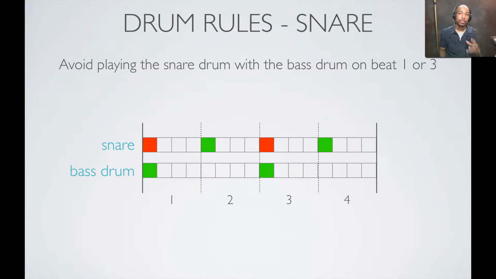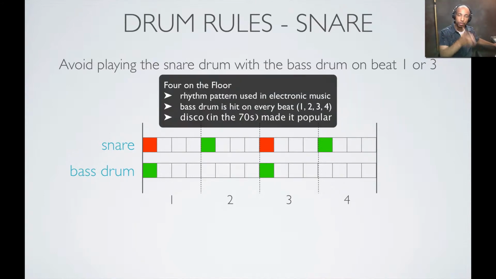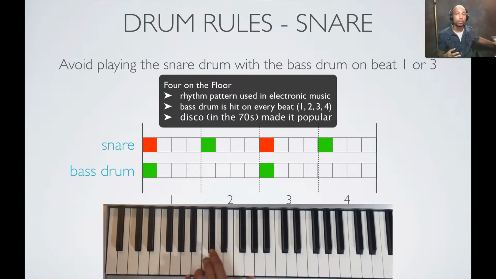Now that's not to say that the snare and bass drum never come together. There's, like in dance music, for example. In a lot of different styles of dance music, they'll have the bass drum coming on every single beat. So on beat 1, on beat 2, on beat 3, and beat 4. That's what's known as four on the floor. So it sounds like this: 1, 2, 3, 4.